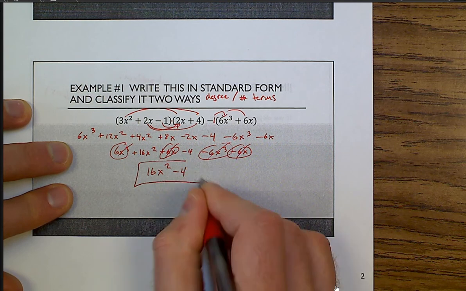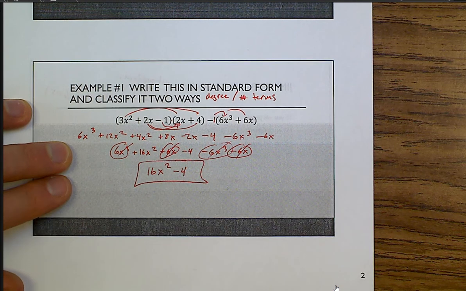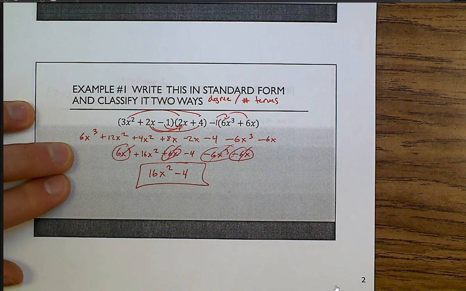So that is in standard form. After all that work, we get 16x squared minus 4. So that is in standard form.